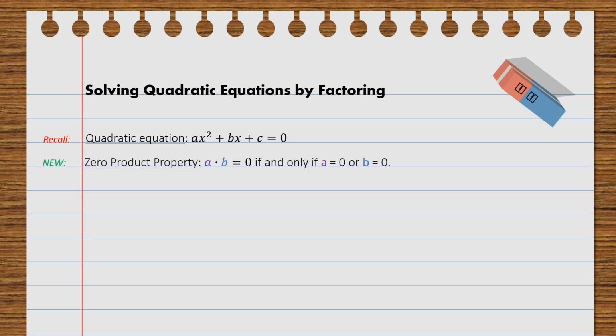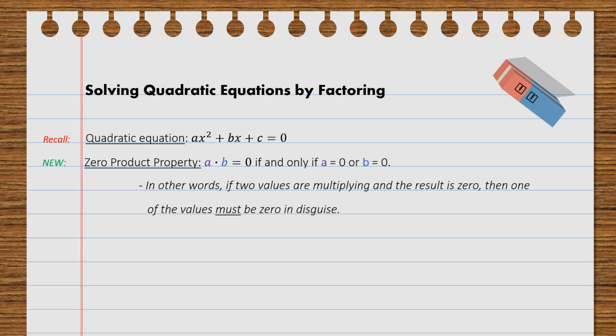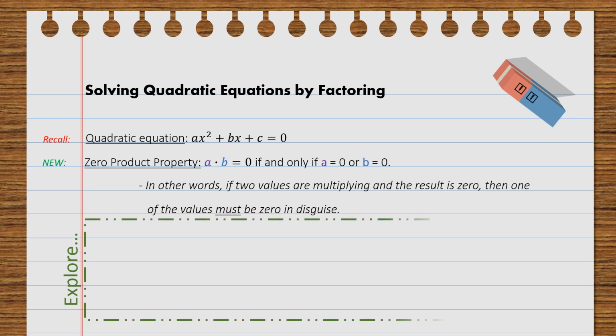The zero product property states if a times b equals 0, if and only if a equals 0 or b equals 0. Well, what exactly does that mean? In other words, if two values are multiplying and the result is 0, then one of the values must be 0 in disguise. So let's explore with that.